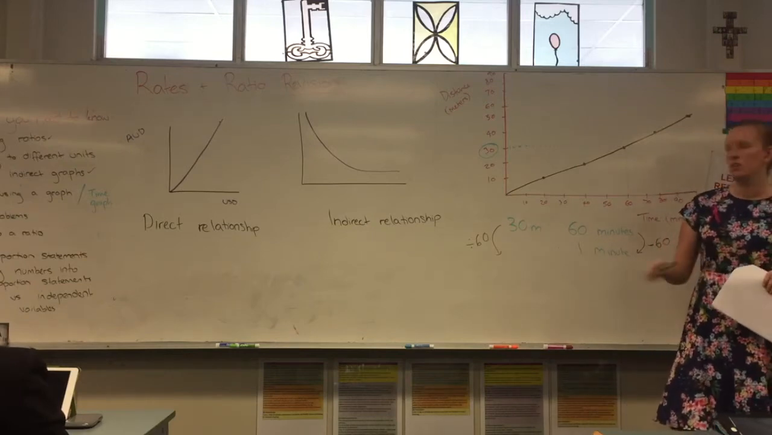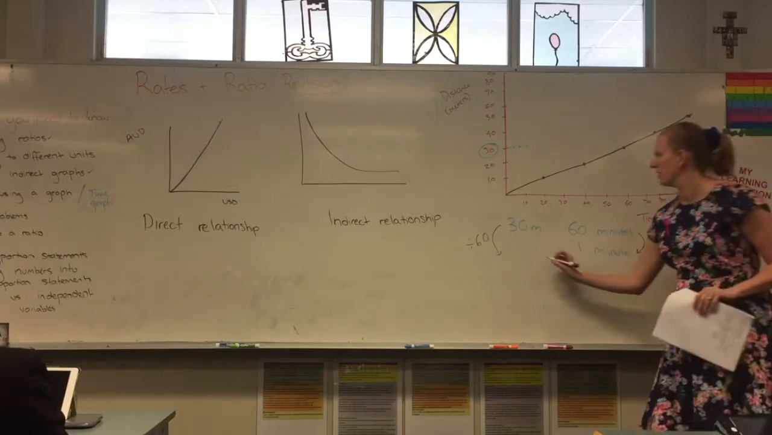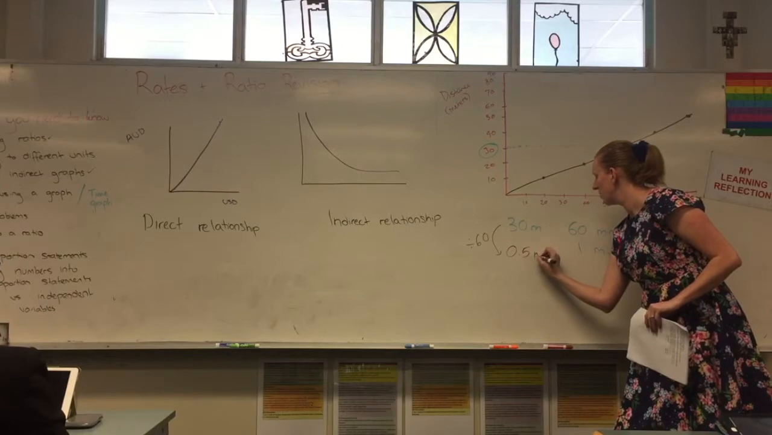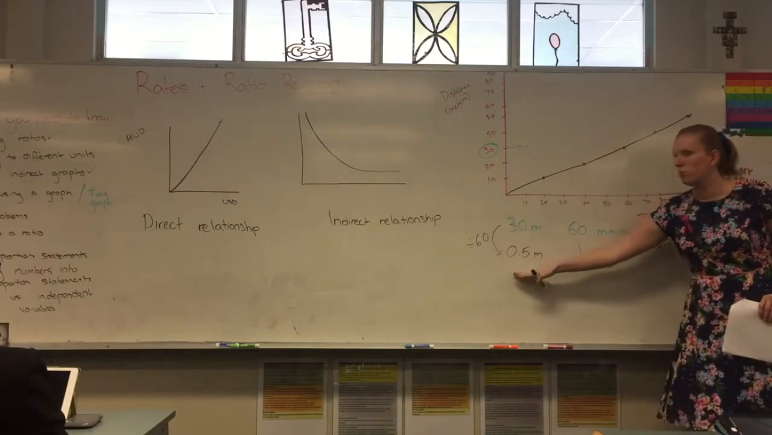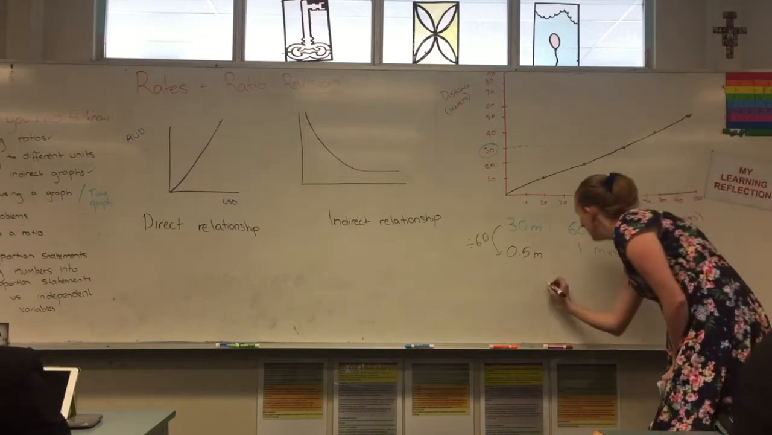So 30 is what of 60? Half. 0.5. Yeah, so it'll be 0.5. They'll be traveling 0.5 meters per minute. So they'll be traveling half a meter. Let me draw that.